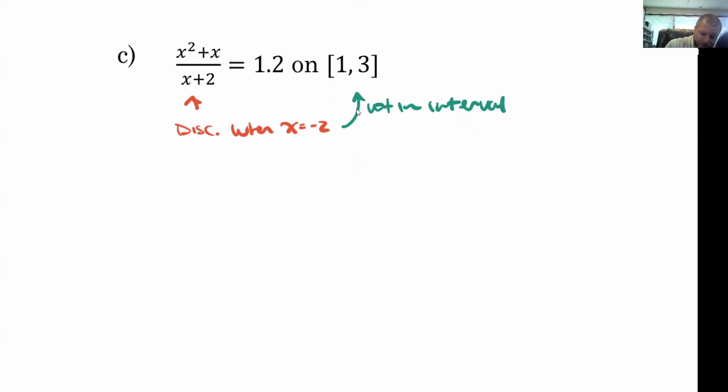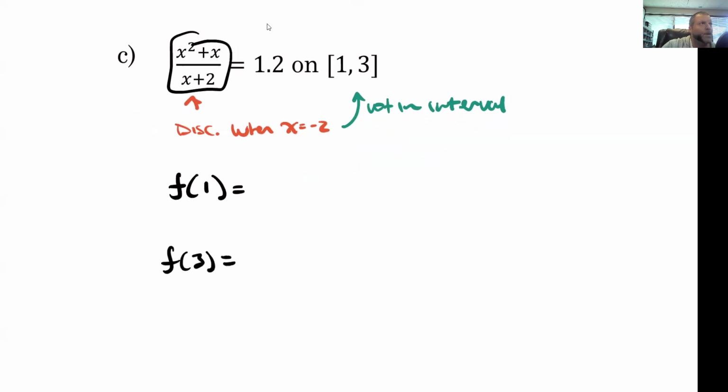All right, so if I'm using Bolzano's theorem, here's my f of x. Sorry, if I'm using IVT, I'd plug in 1 and I'd plug in 3 and see what those values actually give me. If I plug in a 1, I'm going to get 1 squared plus 1 over 1 plus 2. That's going to be 2 over 3, so 2/3. That's exactly equal to 0.6 repeating. So this value is less than 1.2.